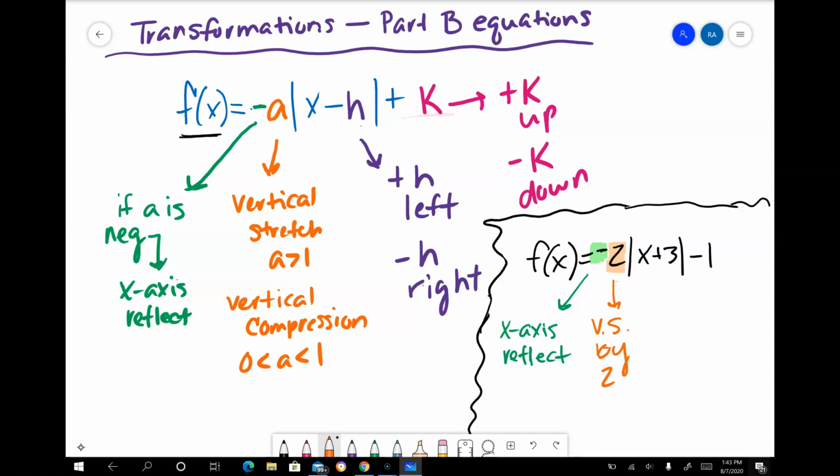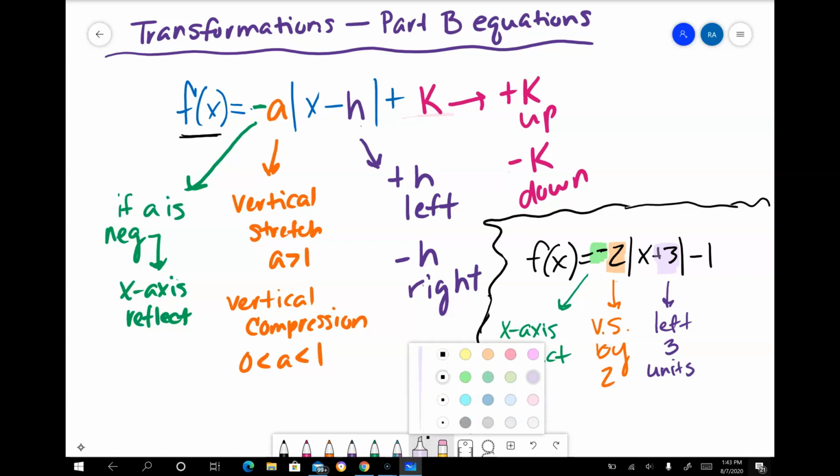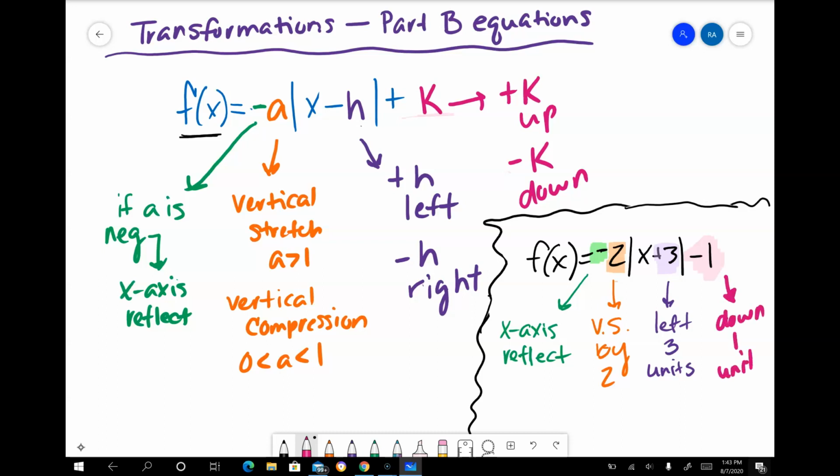All right. Next one we see there is a +3 in our H position. So a positive H would mean we go to the left. So we're going to say that we went left 3 units. Okay? And then we do have that guy at the end that we call the K value. Okay, and that K value means up or down. It's a negative K. So we're going to say we went down 1 unit.